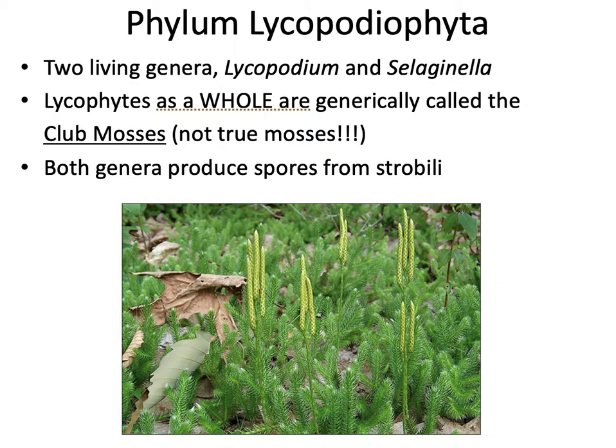First up, phylum Lycopodiophyta. And for this course, we have to memorize the two living genera, which is genus Lycopodium and genus Selaginella. Now, the lycophytes as a whole are generically referred to as the club mosses. Remember, these are not true mosses, so it's an unfortunate common name. I like to just refer to them by their genus names instead. And both of these genera produce spores from strobili.